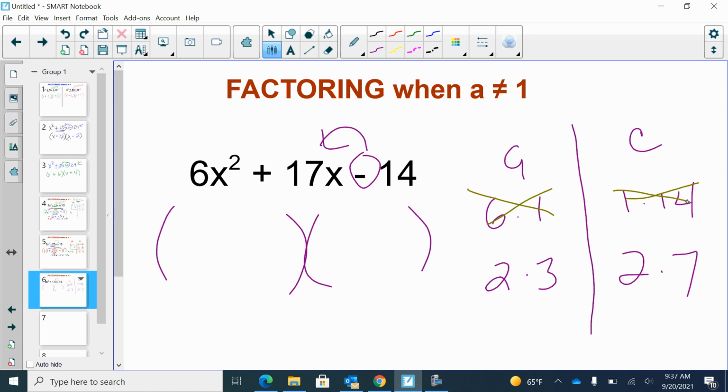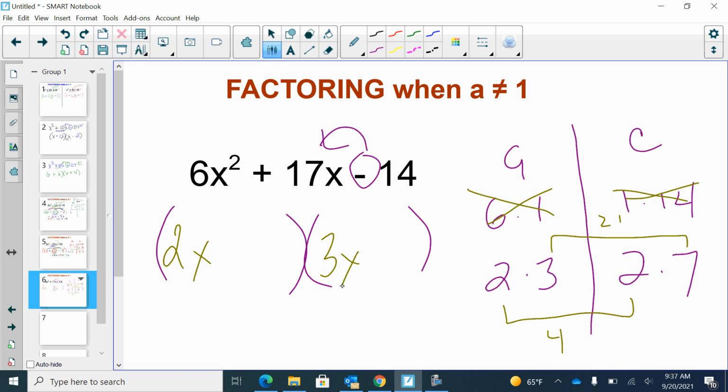Now I'm here. I have 3 times 7 is 21. 2 times 2 is 4. Does that subtract to give me 17? Yes, it does. Start off with A. It doesn't matter which one you put first. I'm going to pick 2x, 3x. Does not matter.